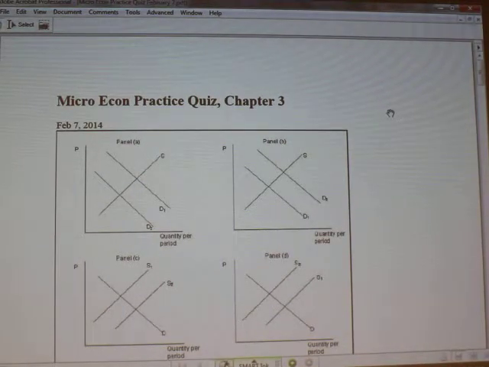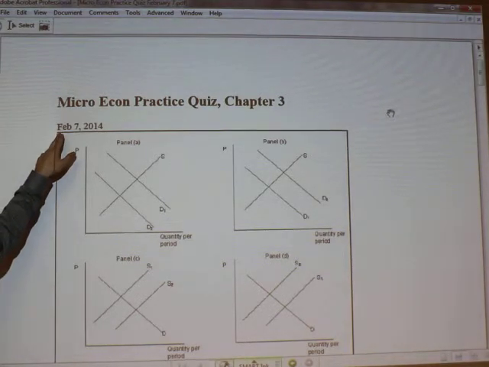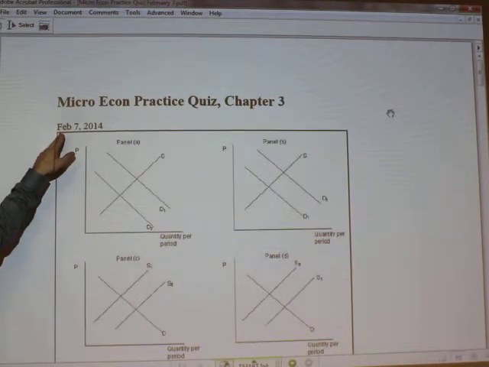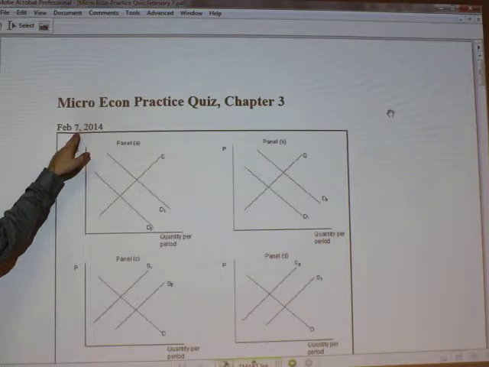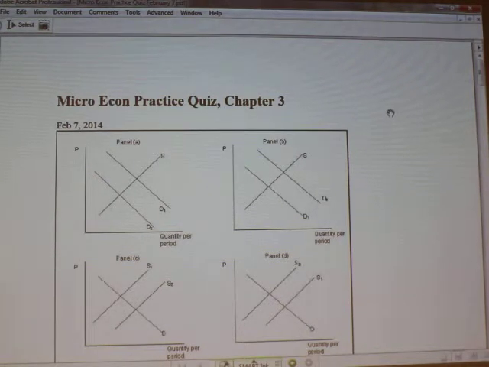Okay, so now I'm going to go through the answers to this quiz. You'll be able to find the quiz by noting the date. And this will be a good practice for you to go through before you take the Chapter 3 quizzes.